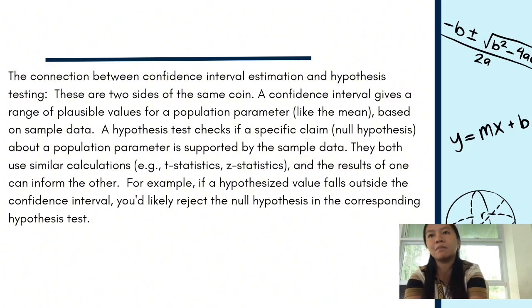Both rely on similar calculations such as t statistics and z statistics. One method can inform the other. For instance, if a hypothesized value falls outside the confidence range, this is a strong indication that we reject the null hypothesis in a corresponding hypothesis test. And that's all about confidence intervals and hypothesis testing.